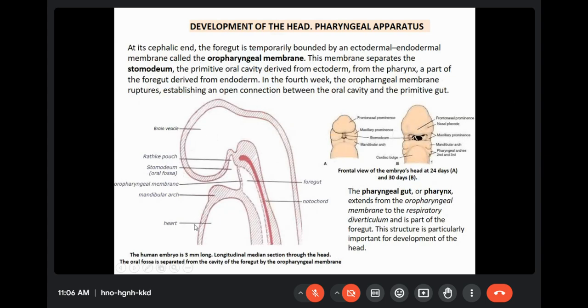Then, if we look at the frontal part of the embryo, here is its head. You see that at first the foregut, which is here, the head part of the gut, is not connected to the outer environment. So it is separated from the outer environment with the so-called oropharyngeal membrane. So this membrane separates the foregut from the outer environment. This membrane separates the primitive oral cavity, which is located here. It is called stomodeum.